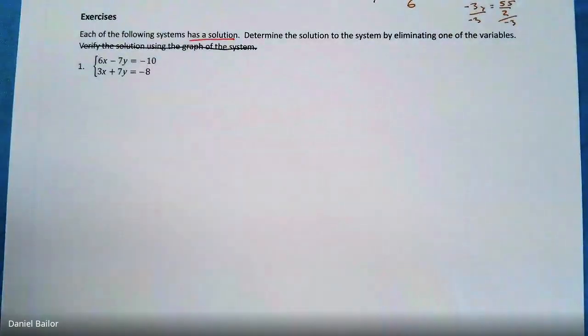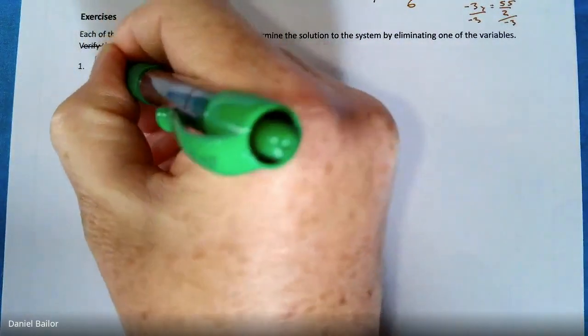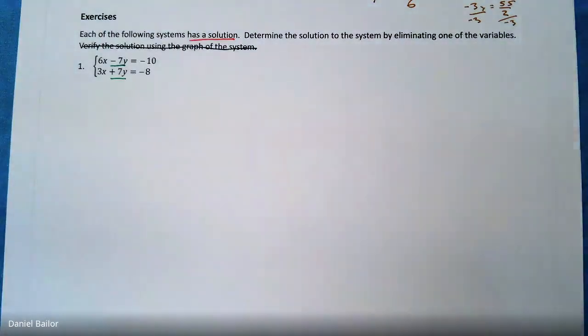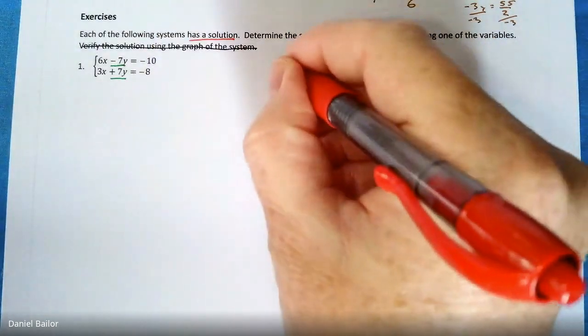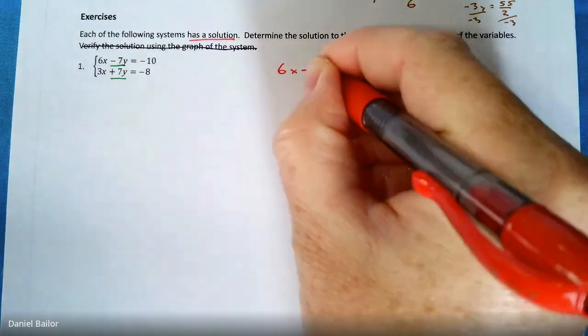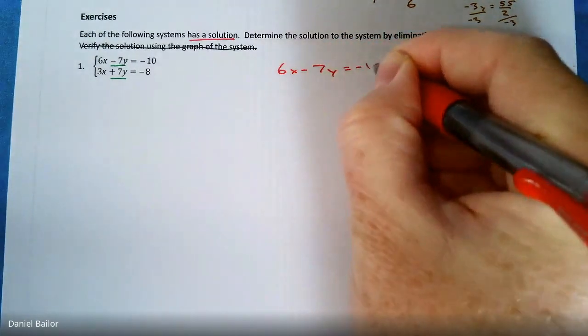Okay, so hopefully you took some time to try exercise 1, 2, and 3 on your own. Now let's check your answers. Now I'm looking at this system, 6x minus y equals negative 10, 3x plus 7y equals negative 8, and I see right off the bat a term I can eliminate because I know negative 7y and positive 7y turn into 0. So that's what we are going to eliminate. So let's add our equations together.